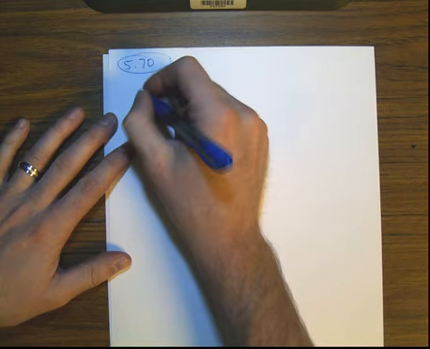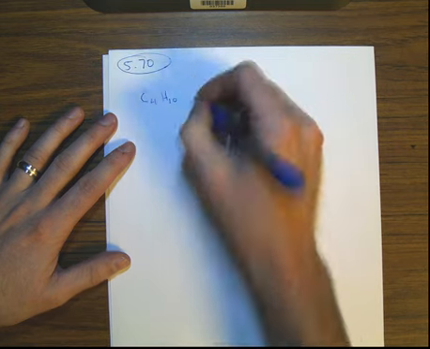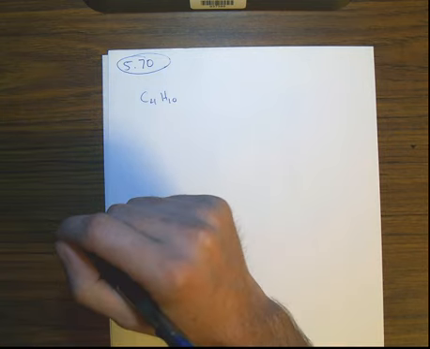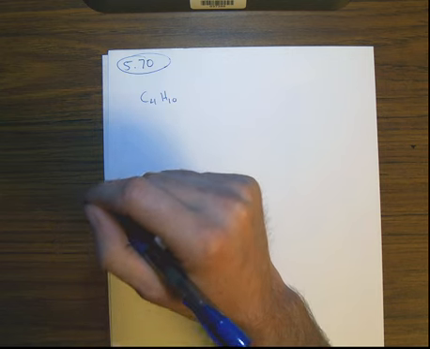5.70. Now, if we look at question 70, it tells us that a cigarette lighter contains liquid butane. I'm going to go ahead and write out that formula. So butane is C4H10. And then it says, using the enthalpies of formation, calculate the quantity of heat produced when 1 gram of butane is completely combusted in air.